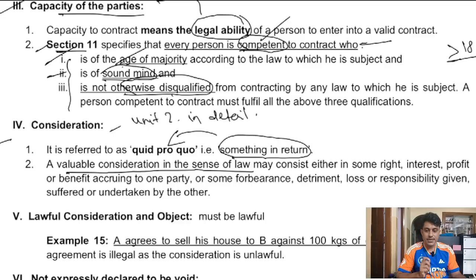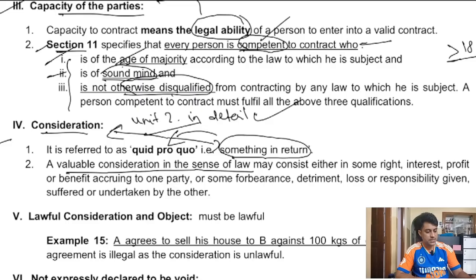Because the law should recognize that consideration shall contain some value. It need not be equal, it need not be adequate, but there has to be something in return. So in detail we will see it in unit number 2. For now, just remember, consideration means something in return. This also we have discussed in the first class. You remember, a set of promises forming consideration for each other. That means my promise is your consideration and your consideration is my promise. So this is already discussed in the first class.